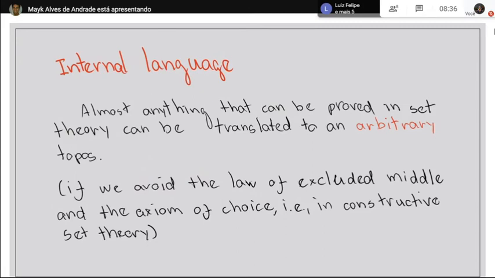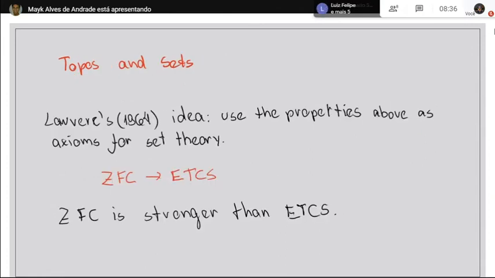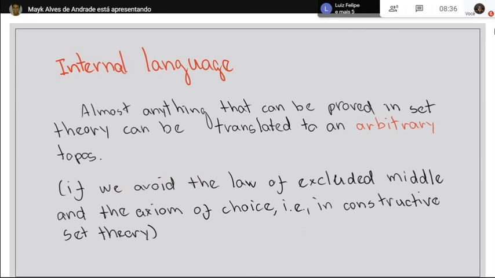So the important thing is that almost anything that can be proved in set theory can be translated to an arbitrary topos, not just a topos with the property of set. For those who studied monoidal categories and some more complicated structured categories, this is related. This property relates to the possibility of talking about constructions we usually do in set theory. We can talk about them in any other topos, right? So this is related to the existence of, for instance, monoidal categories, braided monoidal categories, and so on.